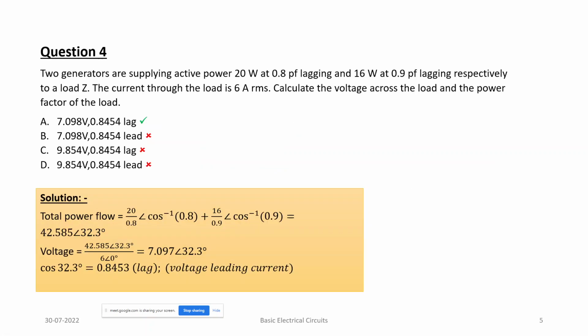Next question. Two generators are supplying active power of 20 watt at 0.8 power factor lagging and 16 watt at 0.9 power factor lagging respectively to a load Z. The current through the load is 6 ampere RMS. Calculate the voltage across the load and the power factor of the load.